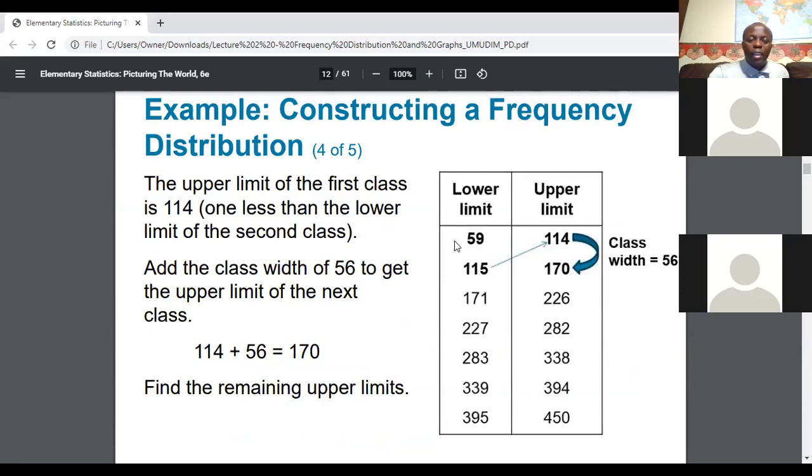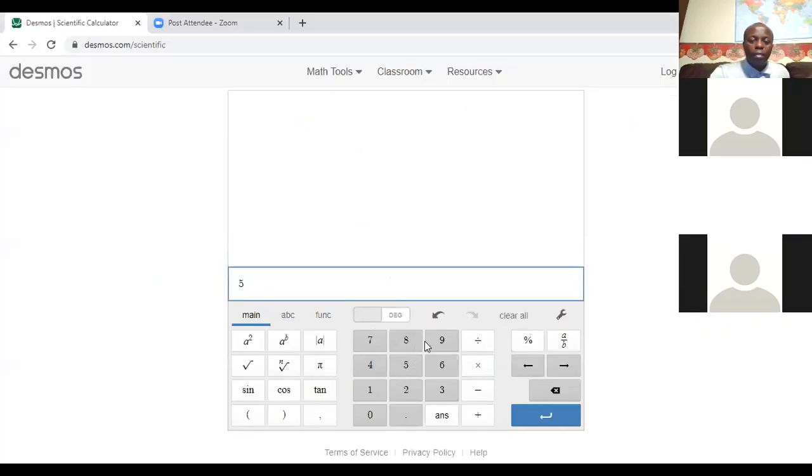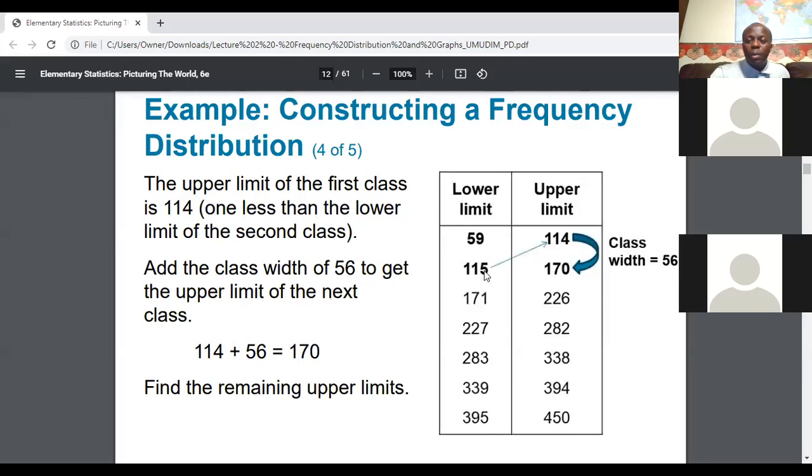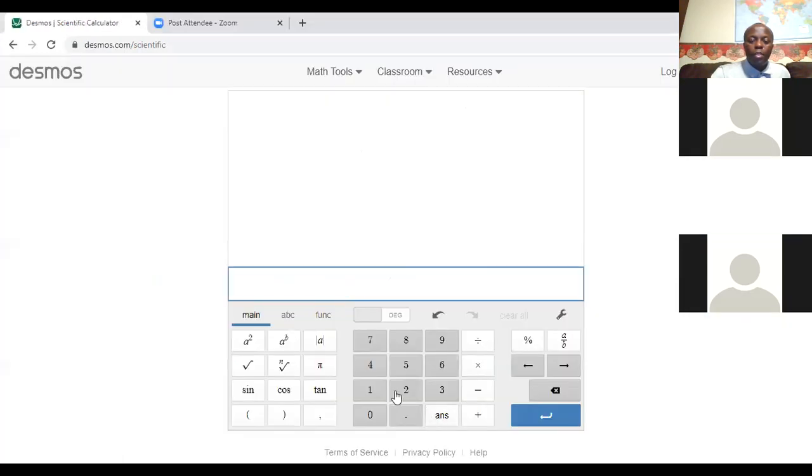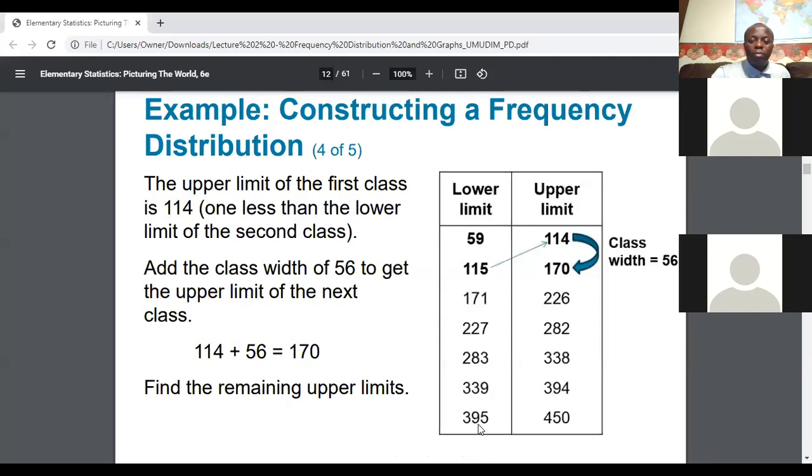So 59 plus 56, I'll show you. 59 plus 56 gives me 115. And you can see 115 right here. Then you keep adding 56. 115 plus 56, okay, 171. And you can see 171 right here. So you keep adding until you get the rest of them.